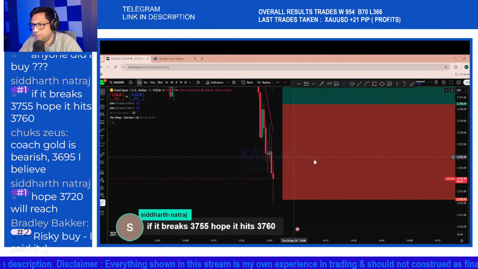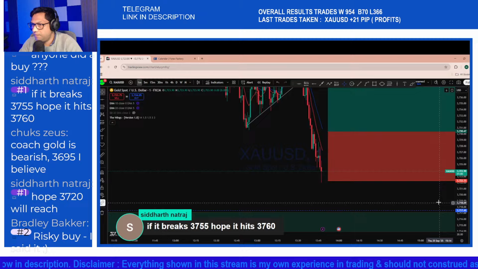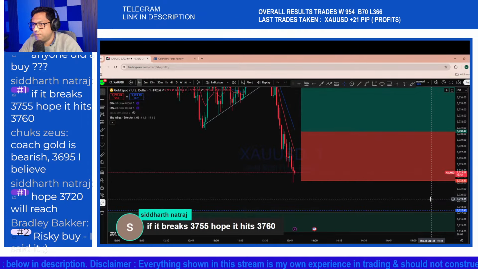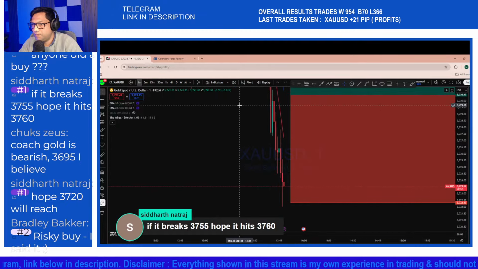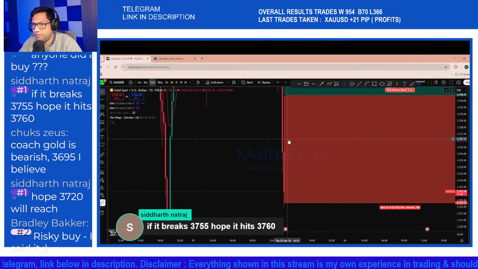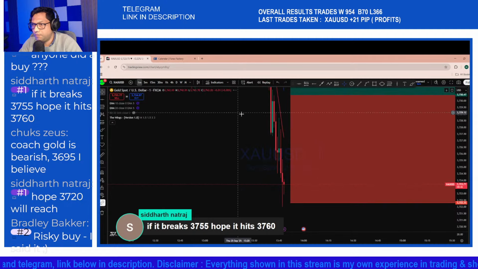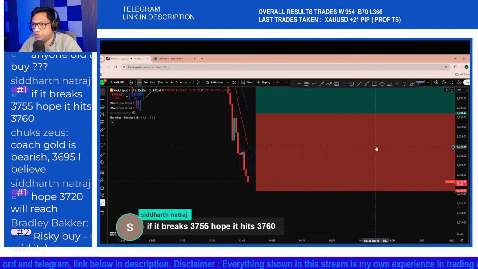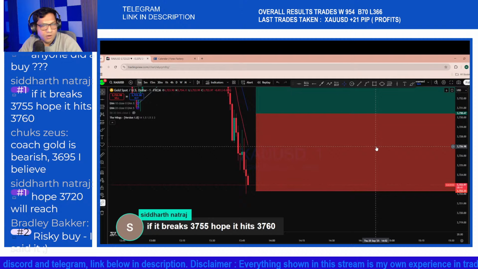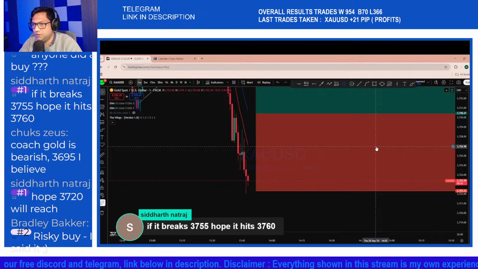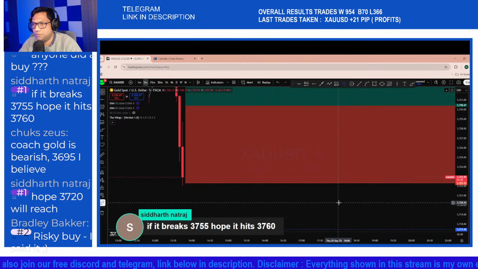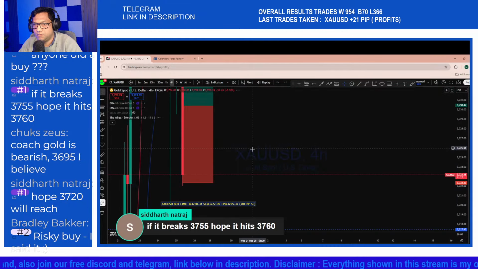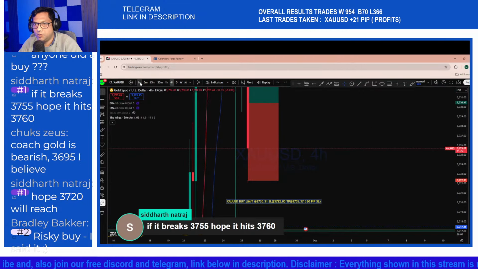So I'm still on the trade. My stop loss at 3. It might not retain, so we need to see where the candle is closing. Okay, so the trade is on.